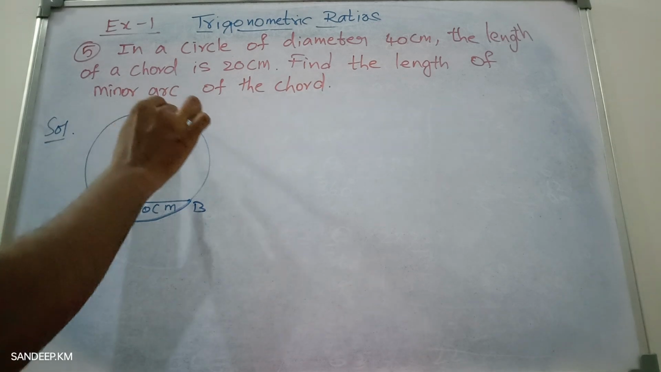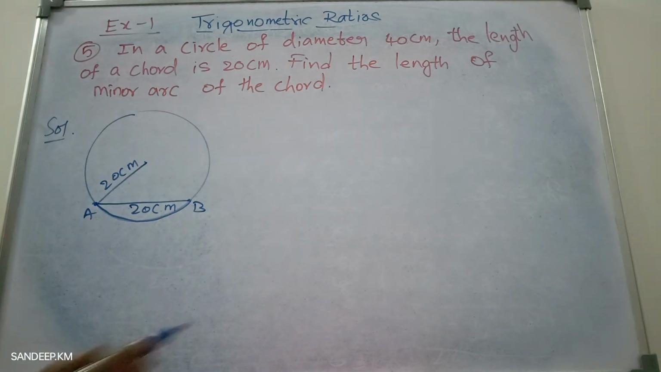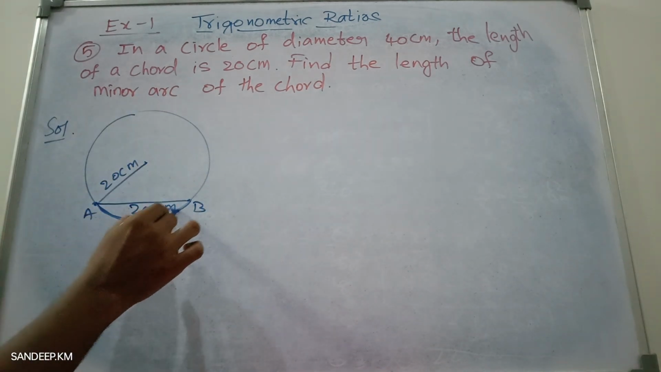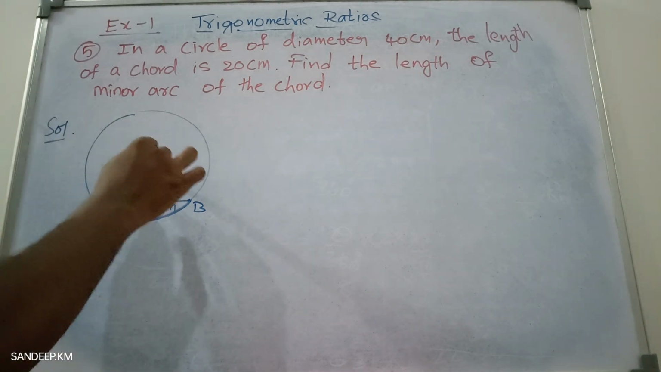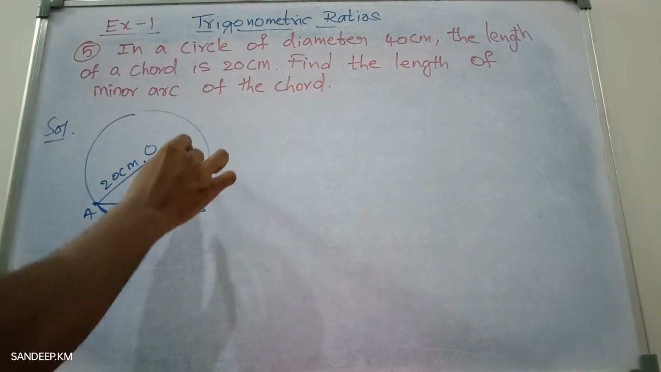The remaining part is the major arc of the chord. They told us to find the minor arc of the chord. Okay. Let the center of the circle be O. So join OB, also 20 centimeters.